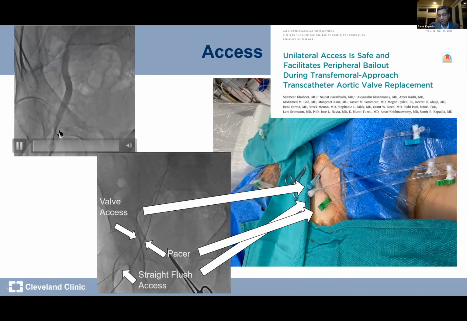Here, if you see, this is what is new with access. We access the valve from one groin. So from the valve access, we go just below it and put another sheath just underneath, a 5 French sheath, an 8 French sheath, and a venous sheath. And we have a sentinel sheath from the wrist.